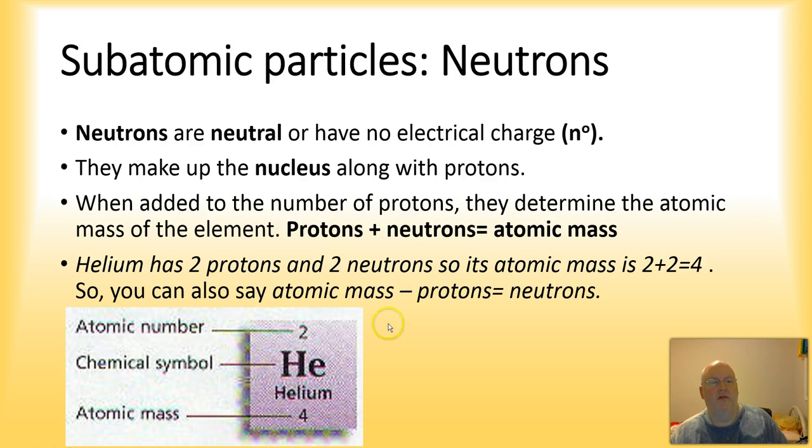Now you can also use this information to find out the number of neutrons by simply taking the atomic mass, 4, and subtracting the protons, 2. That's how we get 2 neutrons. Protons and neutrons are not always equal.